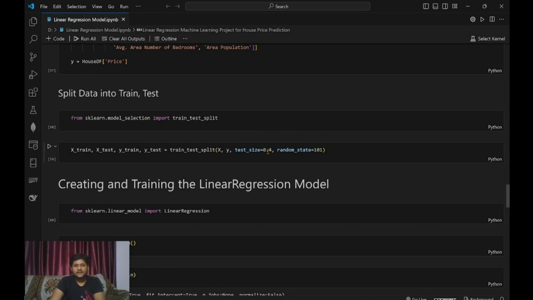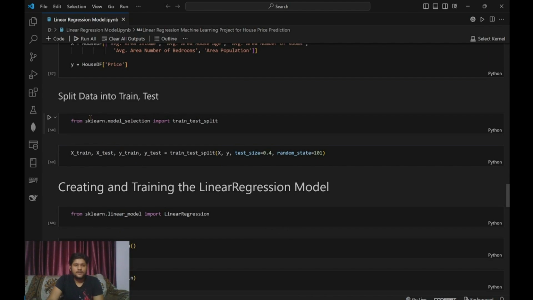And the split is 0.4. That means 40% of the data is reserved for the testing purpose. Basically, this is for splitting the data. This function is called from sklearn for splitting the data.